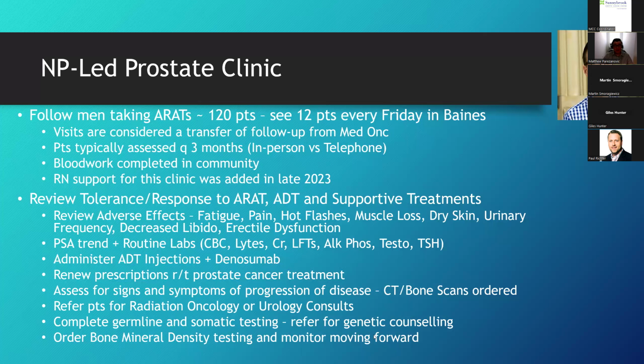I will assess for signs and symptoms of progression, and I will organize the CT and bone scans in conjunction with their oncologist. Referral is common, especially to radiation oncology and urology, depending on concern. I will also usually complete the germline and somatic testing if it hasn't already been done, and make the referral to counseling if we have a positive result, and then order the bone mineral density testing and monitor that moving forward.